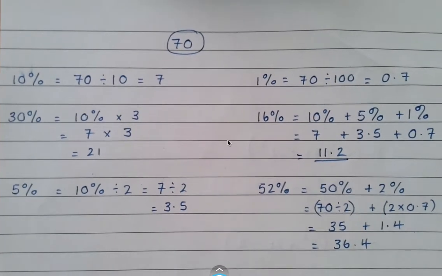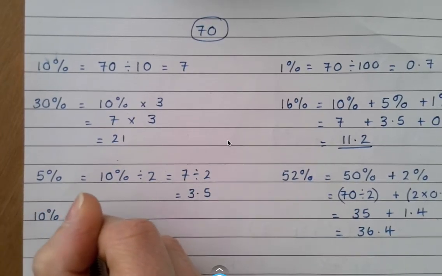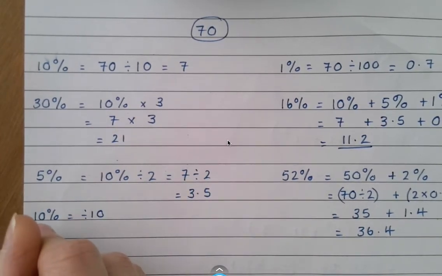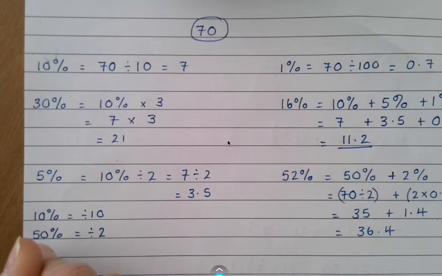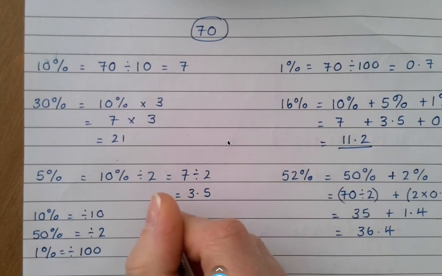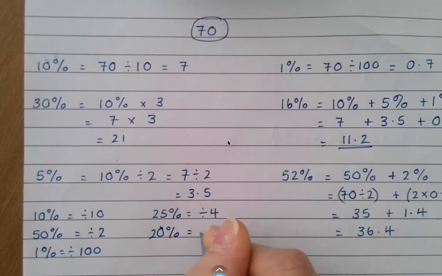Okay, we can use that method to try and find anything. So some of the ones that you need to remember: 10% divide by 10. Okay, 50% divide by 2. 1% divide by 100. 25% is an easy one, so 25% is the same as a quarter, so we can divide by 4. 20% you can just divide by 5 if you want to, or you can work from all the others.